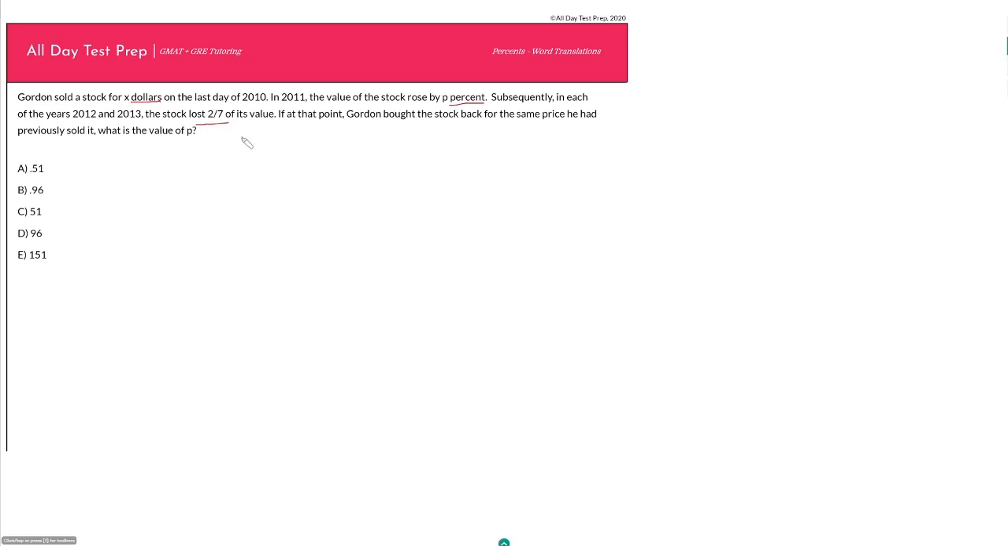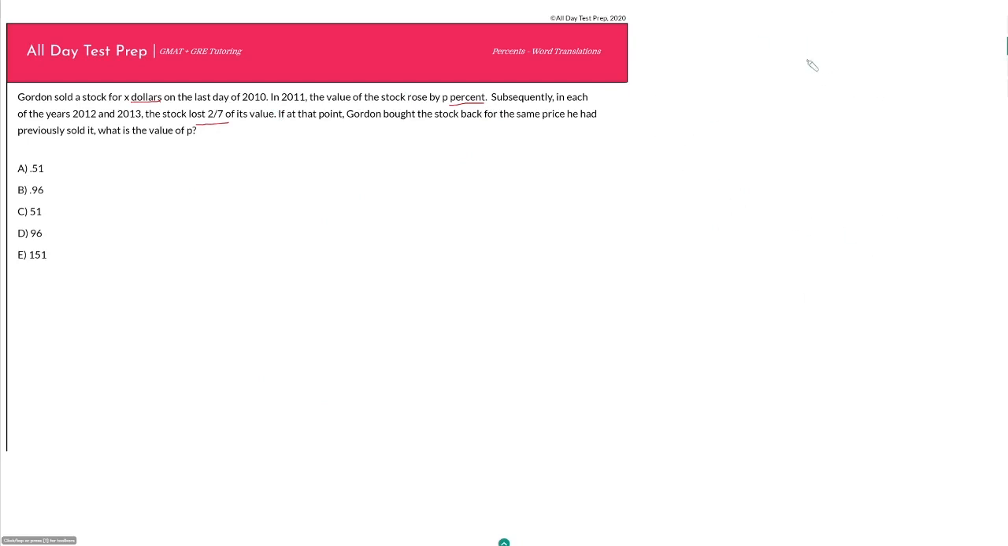And so let's read it, and then let's go through our statements individually. Gordon sold a stock for X dollars on the last day of 2010. In 2011, the value of the stock rose by P%. Subsequently, in each of the years 2012 and 2013, the stock lost 2/7 of its value. If at that point Gordon bought the stock back for the same price he had previously sold it, what is the value of P? So let's do a quick review.